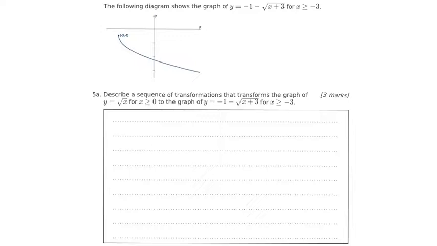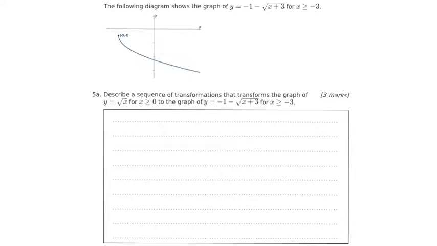The following diagram shows the graph of y = -1 - the square root of (x + 3) for any value of x greater than or equal to -3. 5a. Describe the sequence of transformations that transforms the graph of y = the square root of x for x greater than 0 to the graph of y = -1 - the square root of (x + 3) for x greater than or equal to -3.